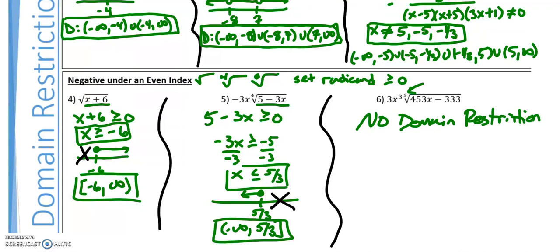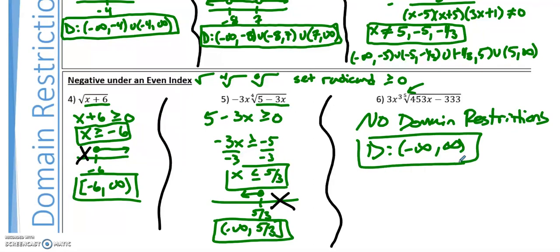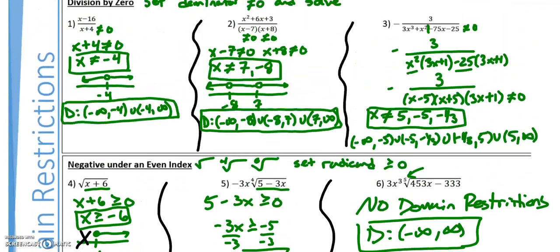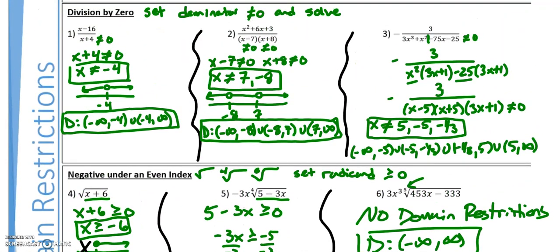Notice how there's no division either, so I can't have division by 0. So my domain is just going to be negative infinity to infinity. If there's no restrictions, I have everything. So those are my two basic ways of getting a domain restriction: a negative underneath an even index and division by 0. In the next set of examples, we're going to go through and combine those two together, and then also look at some functions that have no domain restrictions.